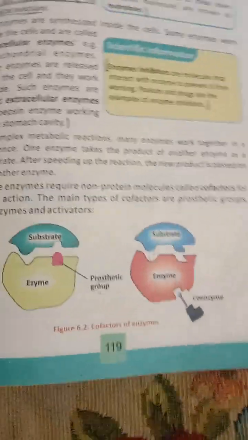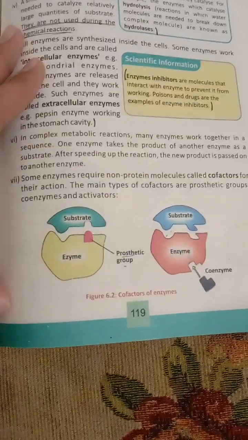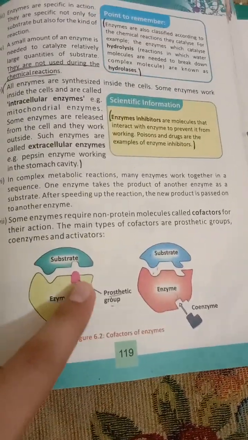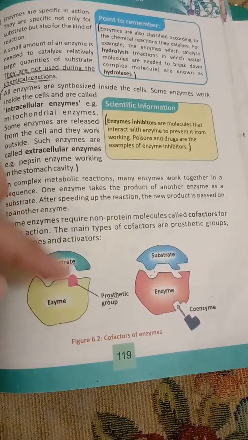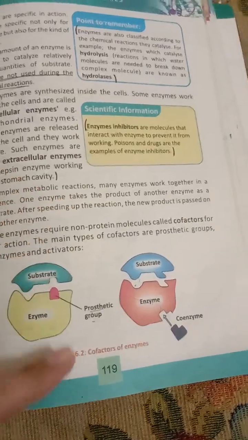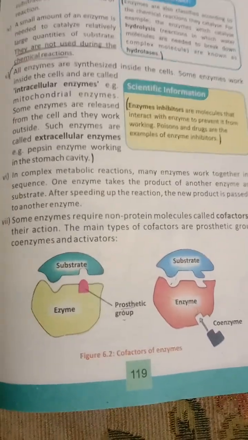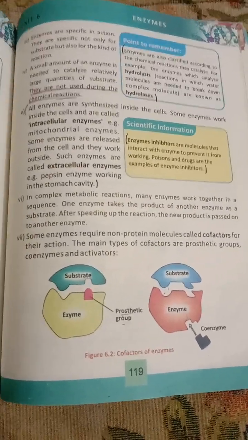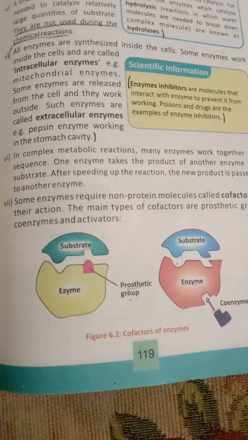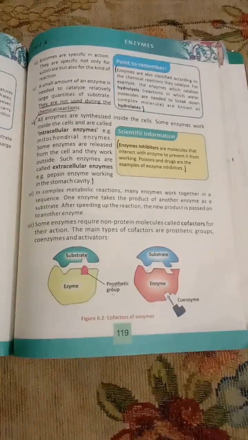Now there is a diagram in the book. This shows what a prosthetic group and coenzyme are. A prosthetic group is attached permanently. For example, if the active site of the enzyme is different from the substrate, the prosthetic group is attached with the enzyme for its proper function, to make its shape the same as the substrate. So in this case, without the prosthetic group the reaction is not possible.